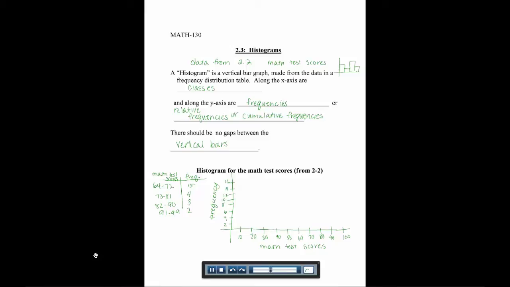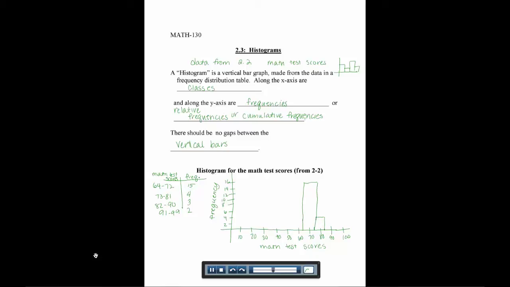Okay, so we can start with the lower boundaries. Our first bar would be from 64, which we'll just estimate, up to about the next one, which would be about 73. And we're going to make that vertical bar all the way up at 15. We're just doing this by hand, so we're estimating. Then our next one would go from the 73 up to about 82, and that one's only up at 4.